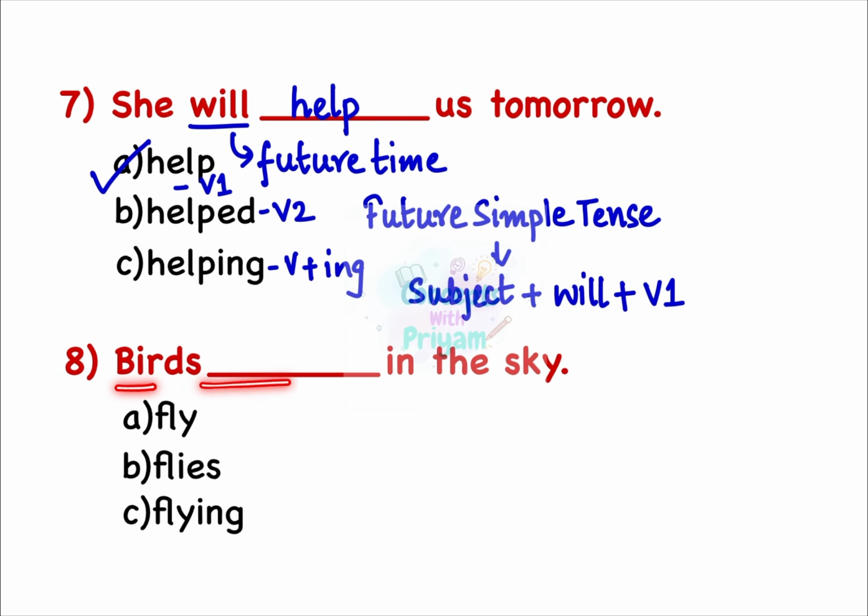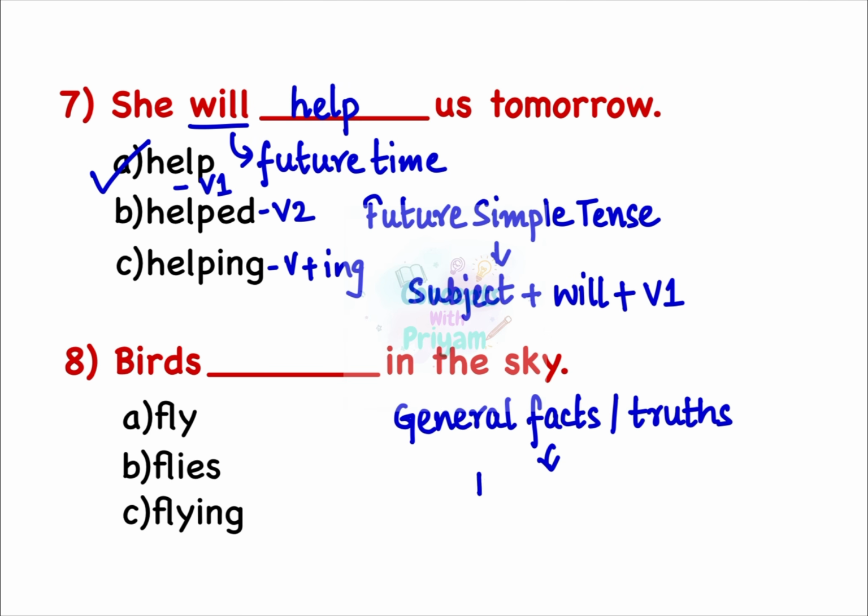Number 8. Birds blank in the sky. Fly, flies, flying. Now this sentence talks about a general fact or truth. And general facts or truths come under the present simple tense. Now here, birds is a plural subject. So the sentence follows the structure subject plus verb 1.